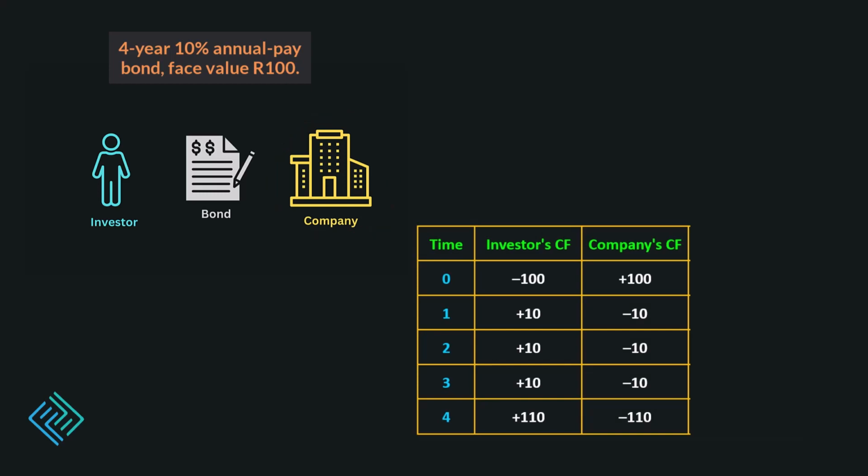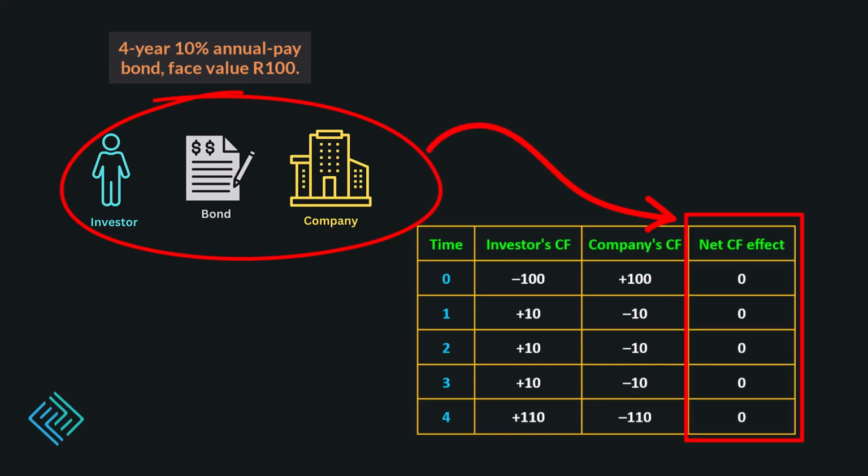Perhaps you can now see that when considering the contractual relationship between the investor and the company, they are involved in a zero-sum game as far as the cash flows are concerned. Each one's cash inflow is the other's cash outflow, so things cancel out. And more importantly, any TVM calculations will have exactly the same result in terms of absolute values, regardless of whose point of view you take.